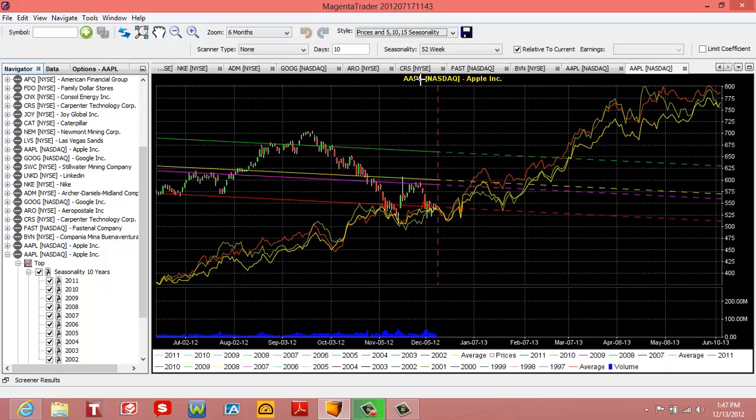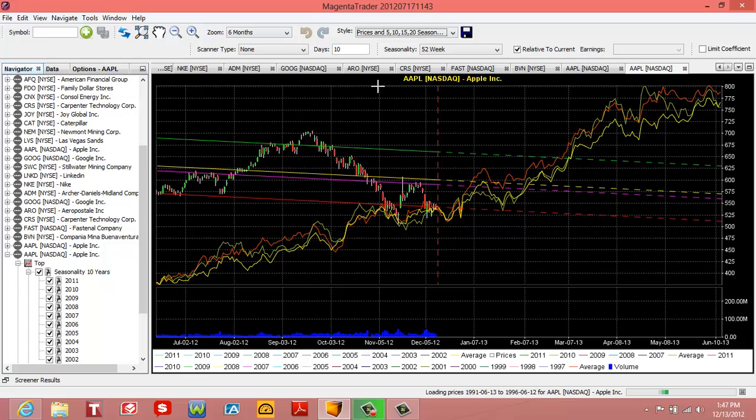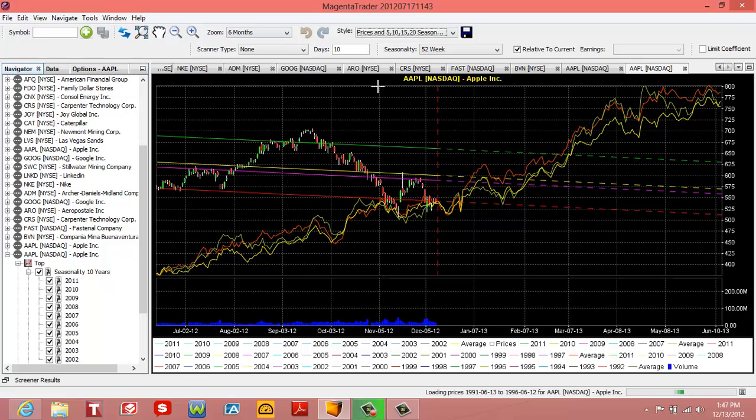For example, how's the seasonal from the 5 years to 10 years to 15 years? Or I can load seasonality over more time frame. So for example, you're seeing here, Apple always tends to go up from now, December, to about April. We have a strong move on seasonal.